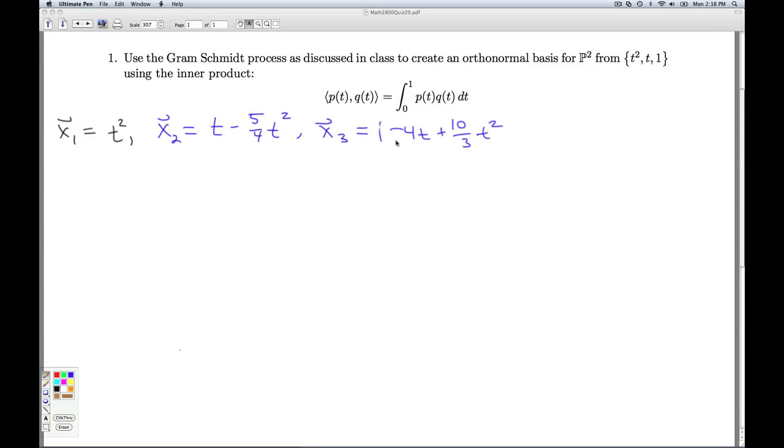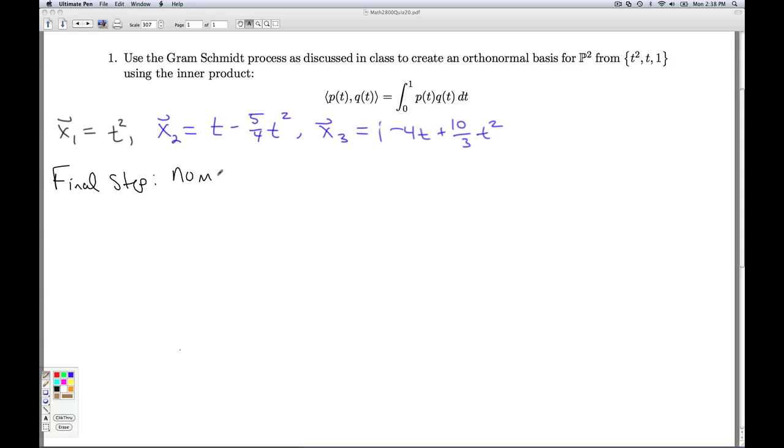Okay, so here's our new x3. The x1 we had is the original x1. x2 is x2 minus its projection onto x1. And then the x3 we got by taking two successive projections. So here's what we have. And it's good for you to check that this is a mutually orthogonal set. If you take the inner product of any of these two vectors with something other than itself, you're going to get 0.